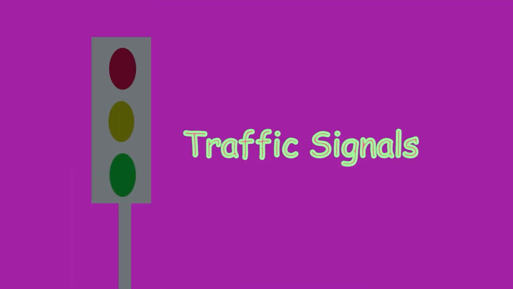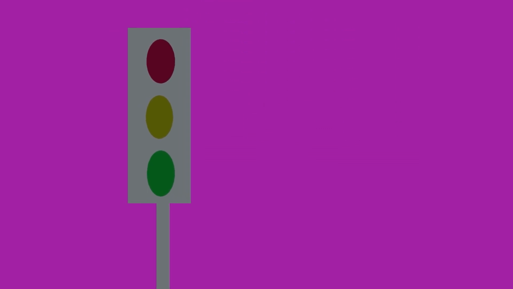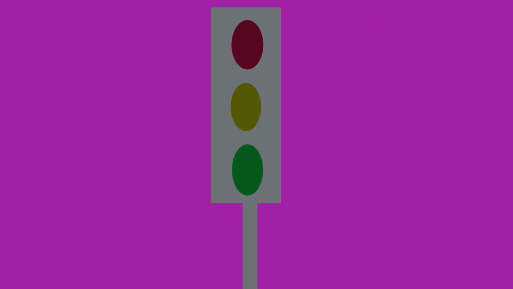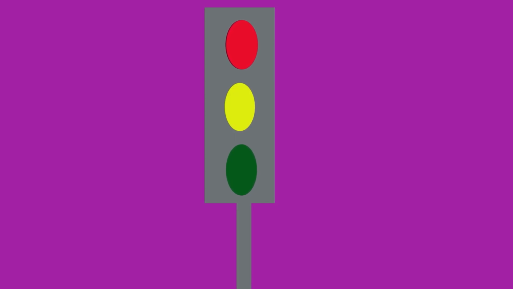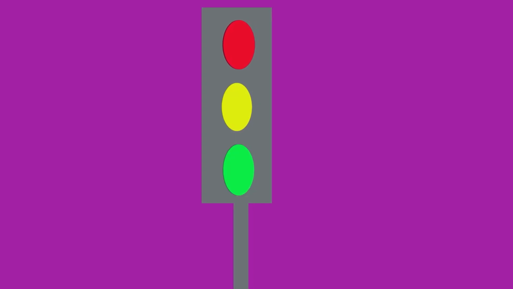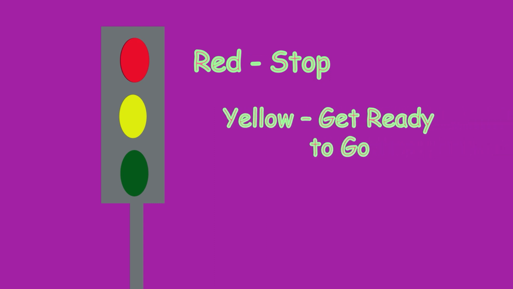Let us learn the traffic lights. The traffic signal consists of three lights: red, yellow, and green. Red means stop. Yellow means get ready to go. Green means go.